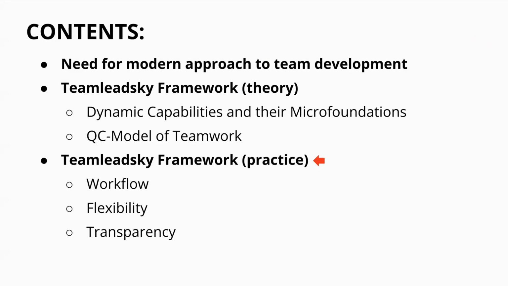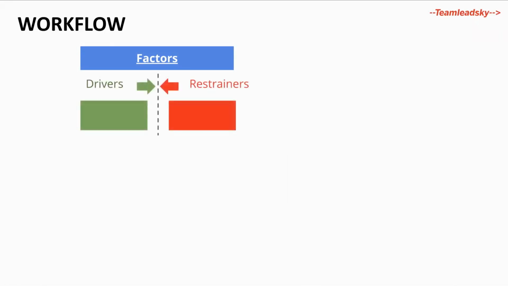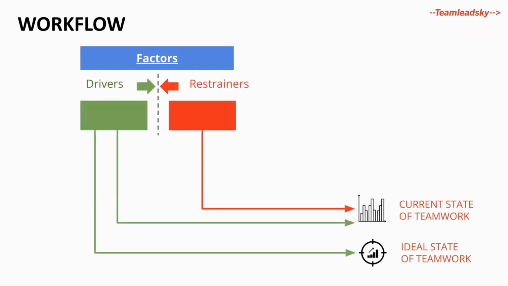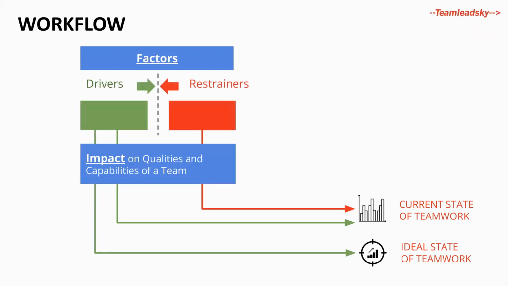And let's start with the workflow. So we do have factors that affect teamwork. The factors that affect teamwork in a positive way, we call drivers, and the factors that affect teamwork in a negative way, we call restrainers. We use drivers to define the ideal state of teamwork. And we use drivers and restrainers to define where we currently stand, our current state. As well, we assess the impact of those factors on the teamwork. And for the current state, we also assess to which extent these factors are present at the moment.